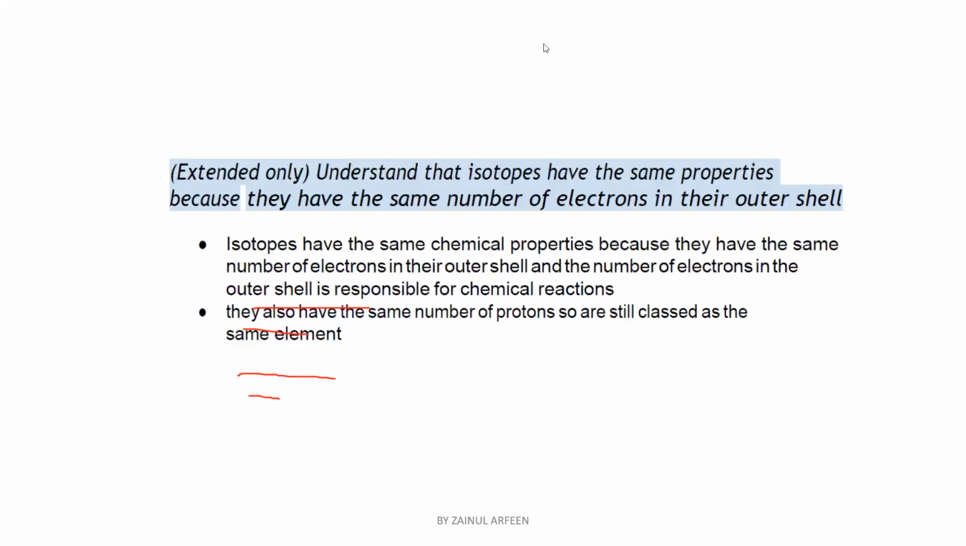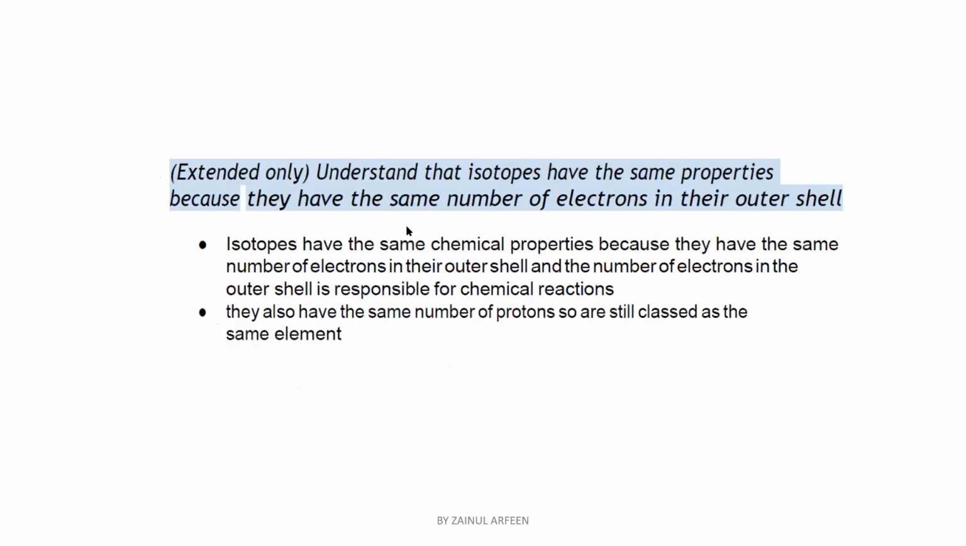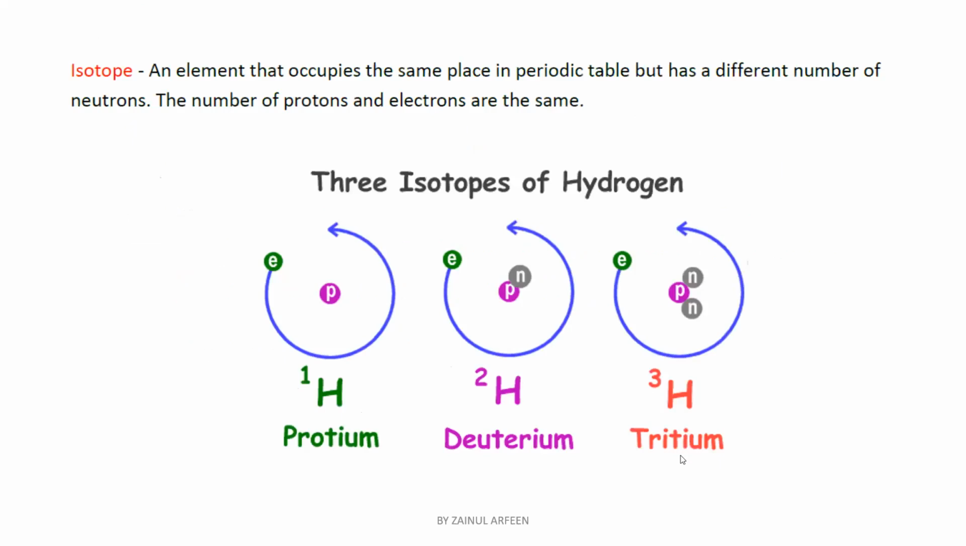So isotopes are of two types. One is radioactive, another one is non-radioactive. And for radioactive, there are uses. You have to learn one medical use and one industrial use. So what is the medical use? To kill bacteria. For industrial use, it's used in smoke alarms, or you can also say tracers. Is it clear? Any question related to the class today? In the next session, I will discuss more things about isotopes and then we'll do some questions related to the isotope.